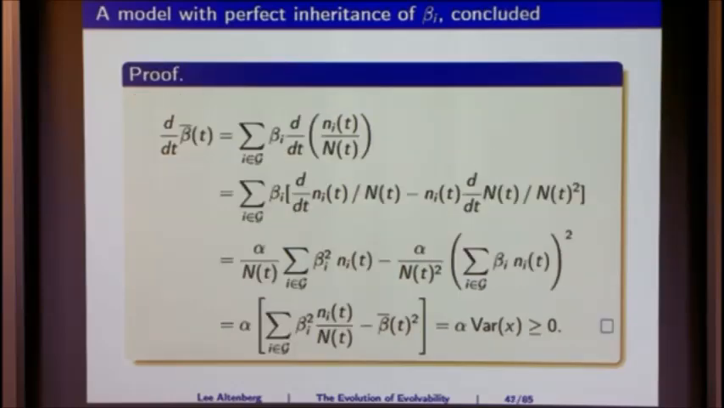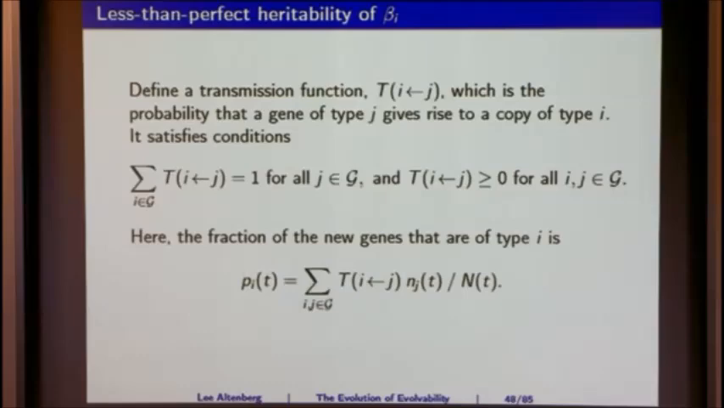Now, to be a little bit more realistic, suppose that there's less than perfect heritability of this beta sub I, and that you have some transmission function where J produces an I with some probability T, and they sum to 1, they're all positive. Then the fraction of new genes that are of type I is just this simple average. And then the genome expansion dynamics become this.